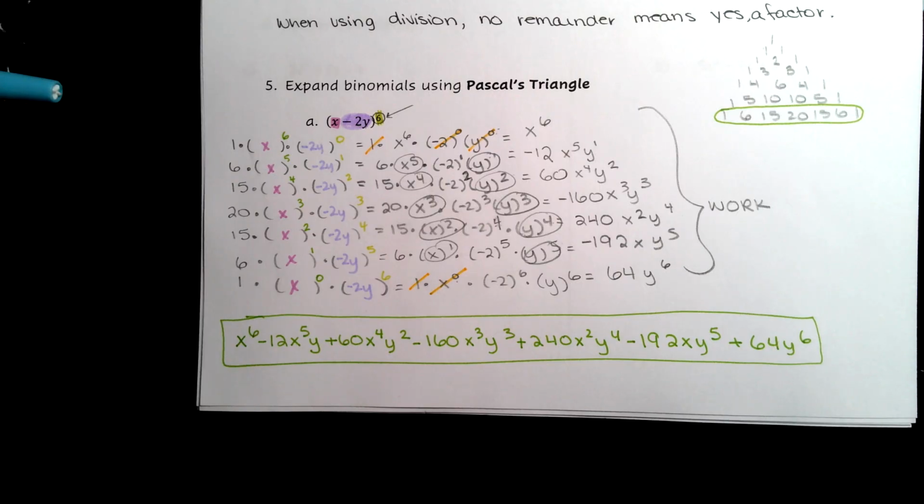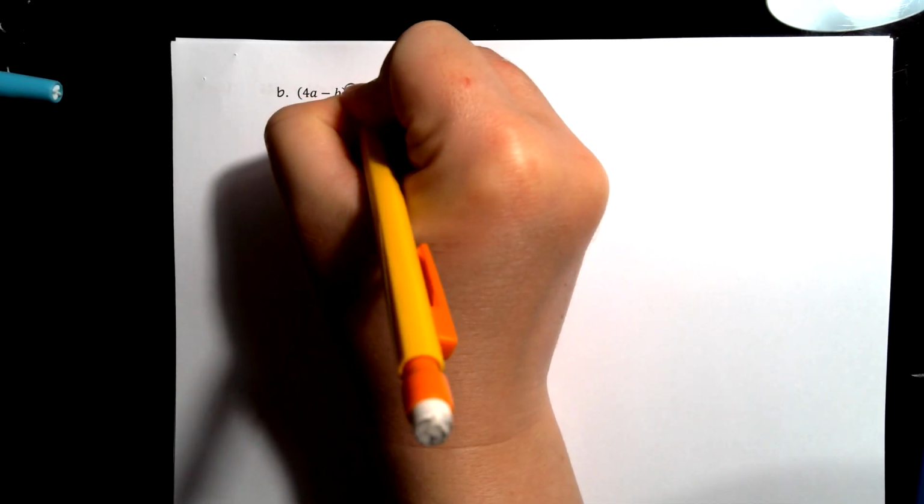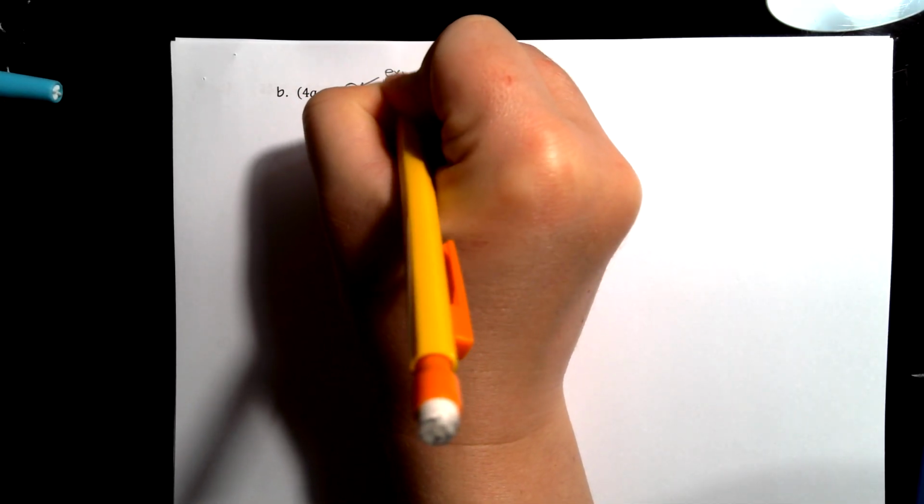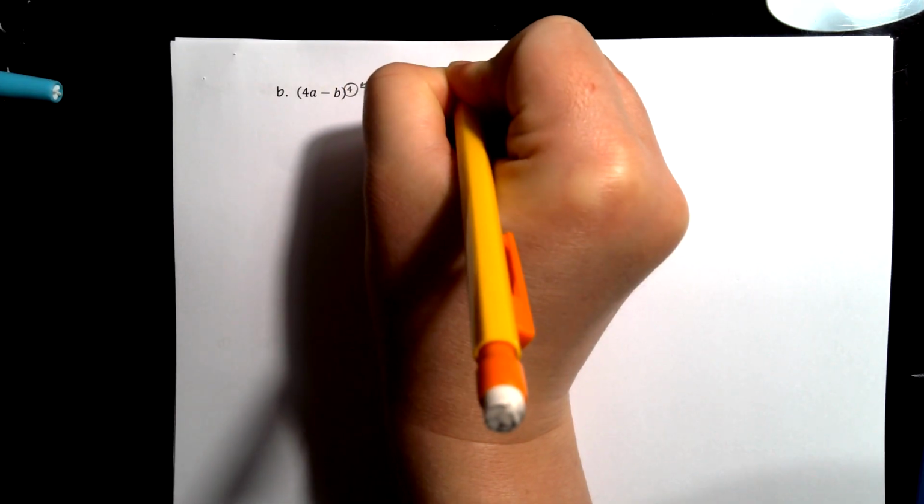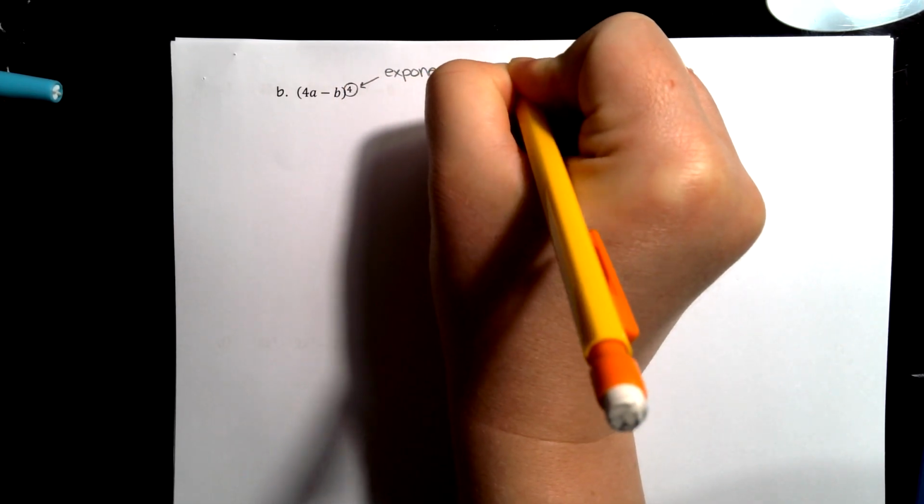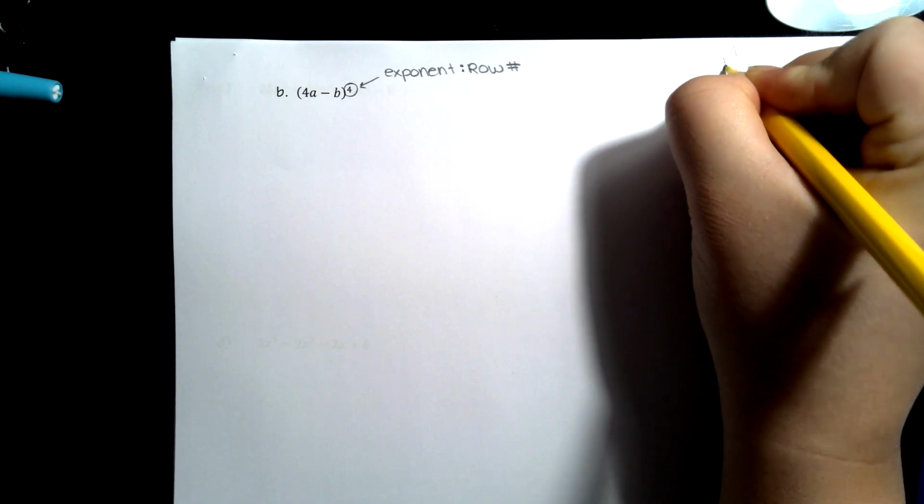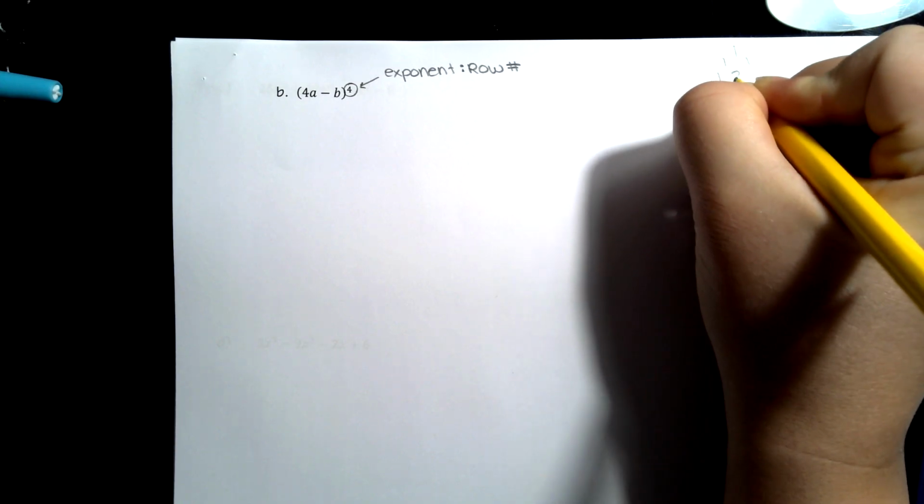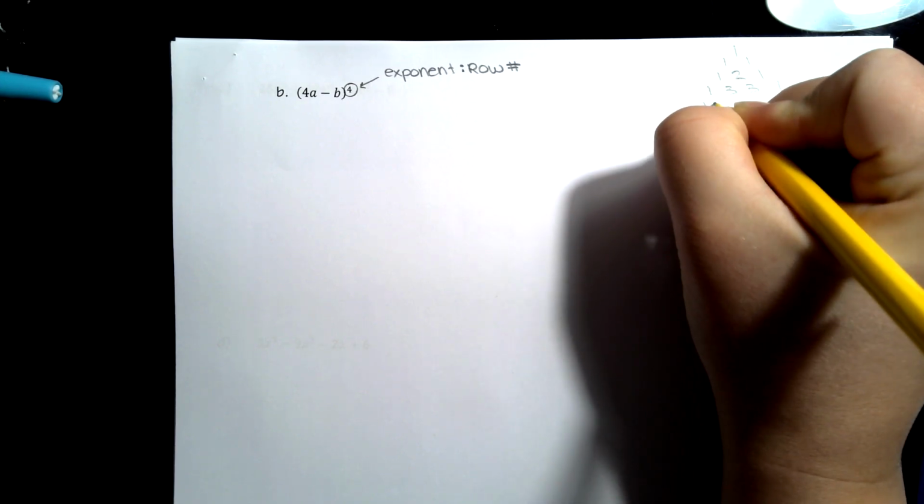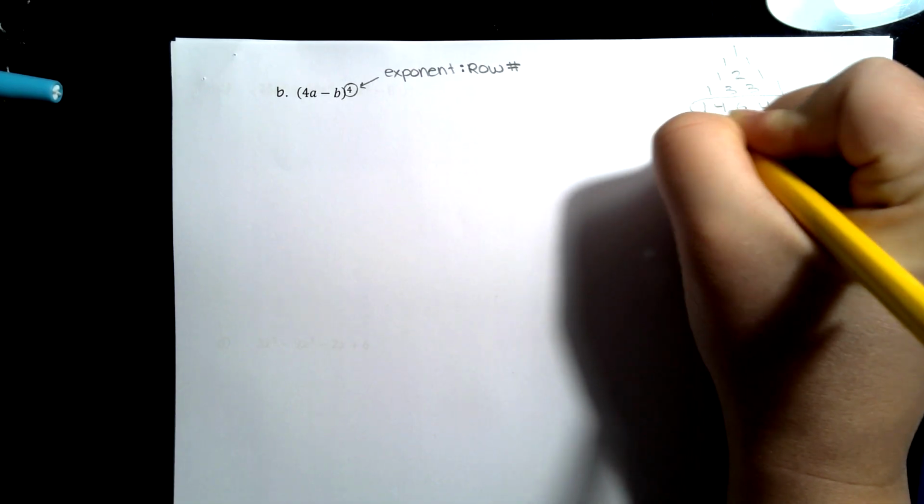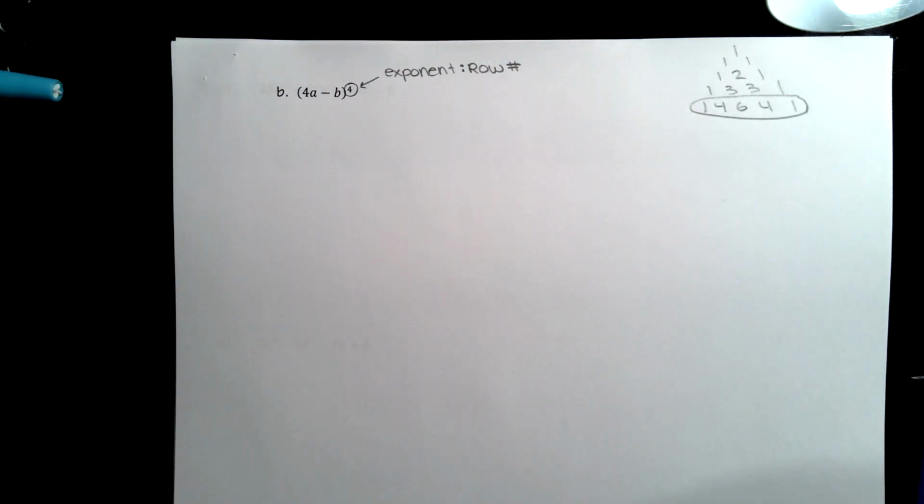Okay, moving on. For B, it's going to be very similar. I am going to set this up, but I will not be doing this for you. We're going to take a look at the exponent. The exponent is 4. Remember that the exponent means that this is your row number. So you're going to expand this out for row 4.